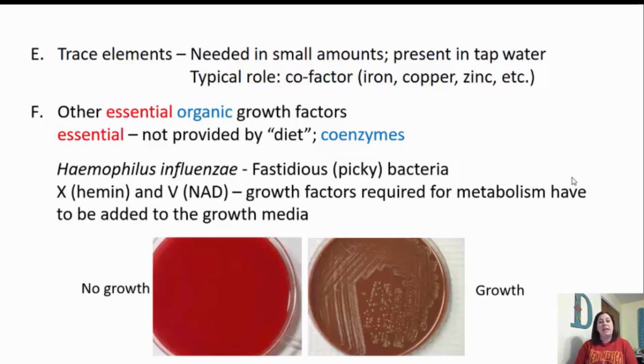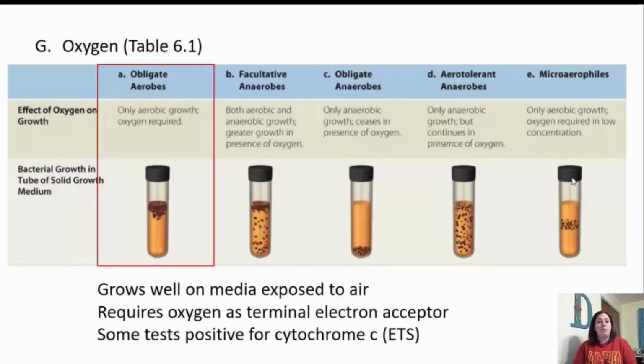So if we just take a normal growth media like you see here, there's no growth. But if you add to the growth media these 2 factors, you do see that this bacteria can grow there. However, it's very picky, meaning it has to have those factors present in order to grow. Another thing that could be important for the growth of bacteria is oxygen. Now, this is whether or not it needs oxygen or it cannot be around oxygen.